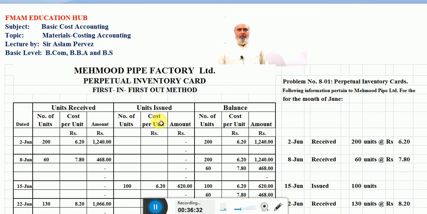Do more practice about this question again and again for learning all these methods, like first in first out, last in first out, and average cost method.